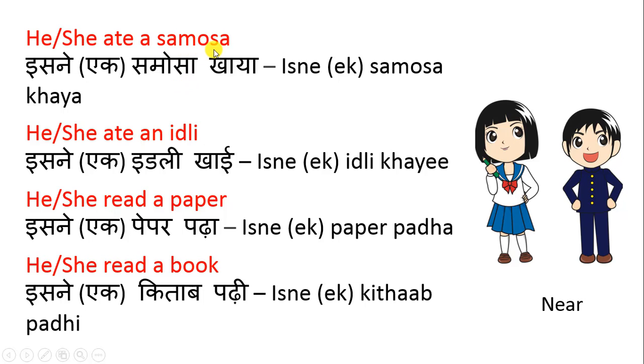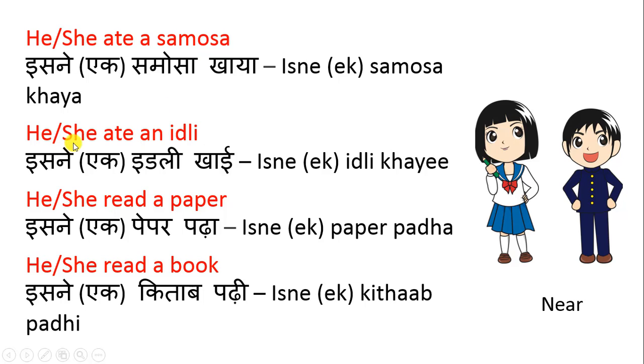Samosa is samosa. Khaya is ate. Kha is the root verb eat, and as the root verb is only one letter in Hindi, kha, it gets the sound of ya at its end, and it gets ya as samosa belongs to masculine gender. As samosa belongs to masculine gender, we have the rule of masculine gender being applied to the root verb. So, kha becomes khaya. So, isne samosa khaya is he or she ate a samosa.